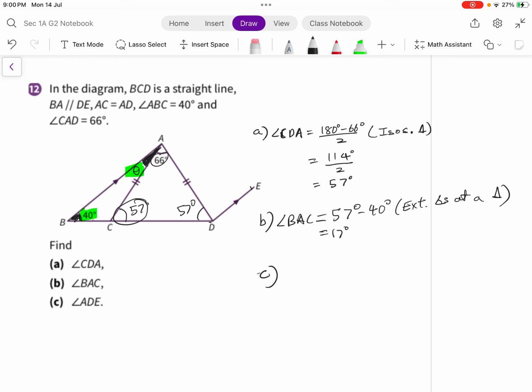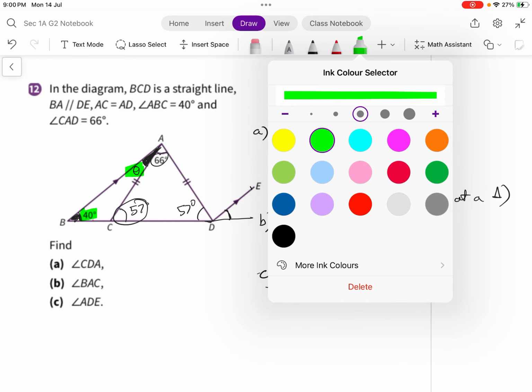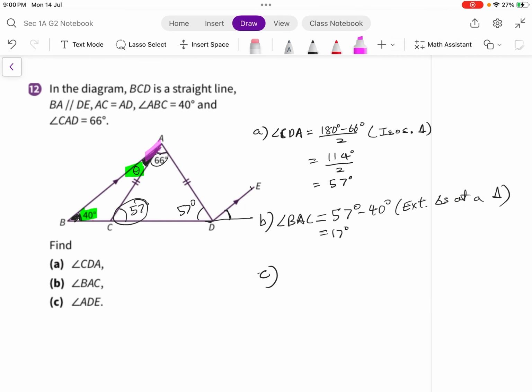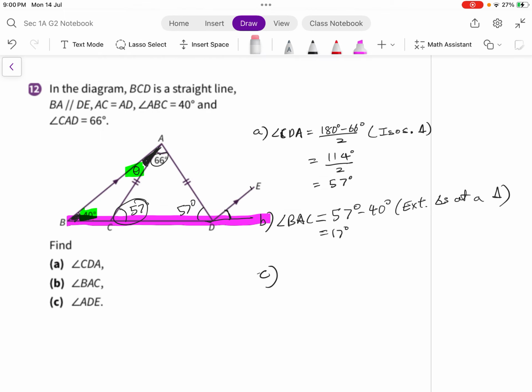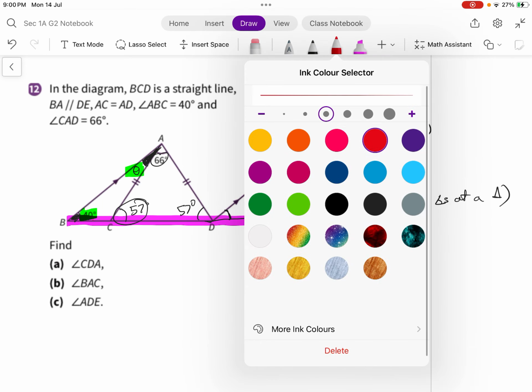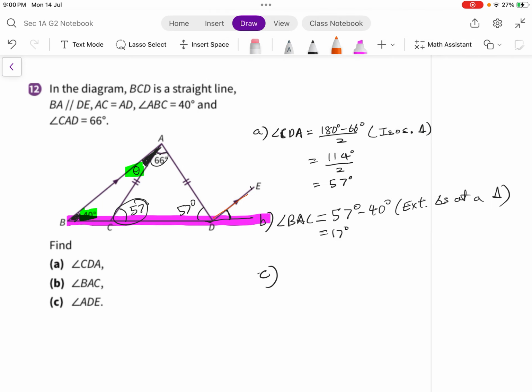How to find this angle? Now if I extend this straight line here, can you see that this is an extension? Because of the parallel lines, okay, quite hard to see from here. Because of the parallel lines here, this angle is 40 degrees, right? Because they are corresponding angles due to these two parallel lines.